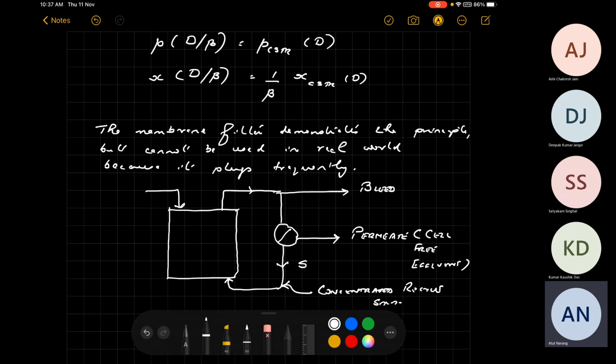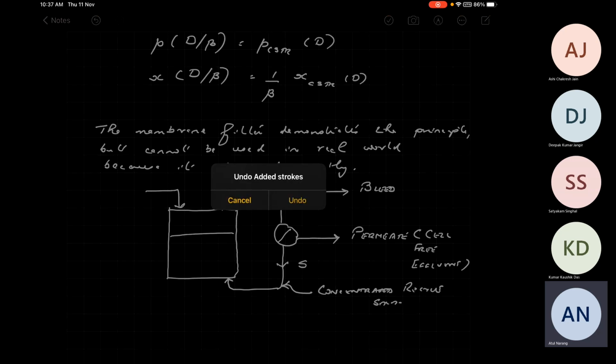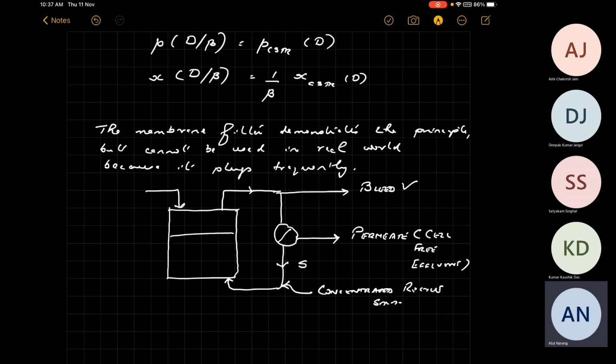So this achieves the same goal. All you've done is, instead of holding back the cells, you allow everything to go outside. You do all the stuff outside. Then you throw away only a small portion of the cells, which is called the bleed, and all the rest is sent back. So that's a concrete realization of the membrane filter. Instead of doing it inside the reactor where there are problems, you take it outside, do the stuff, and throw it right back into the reactor.